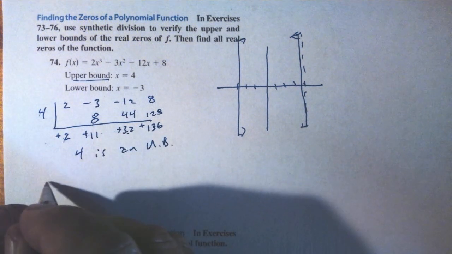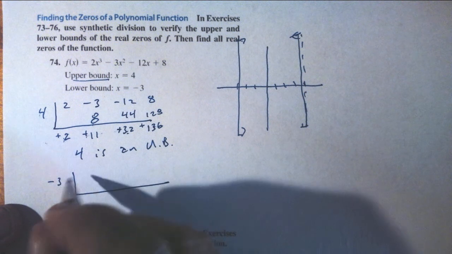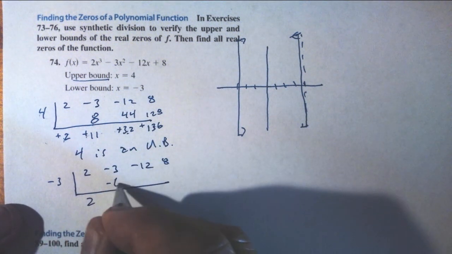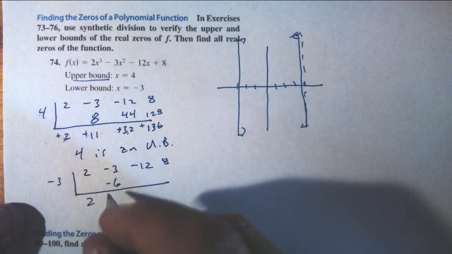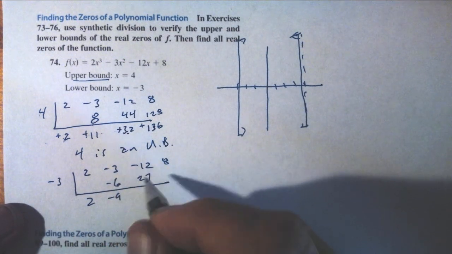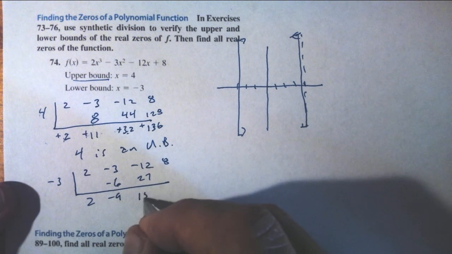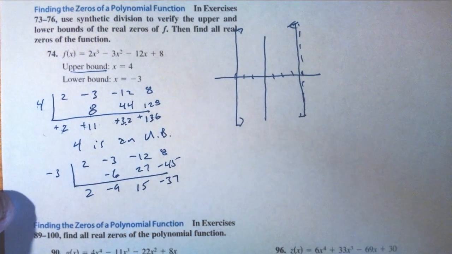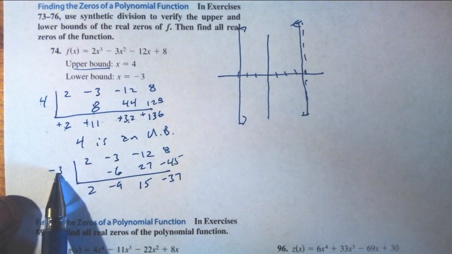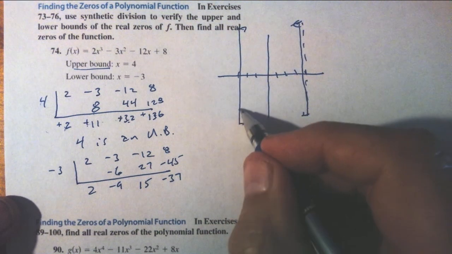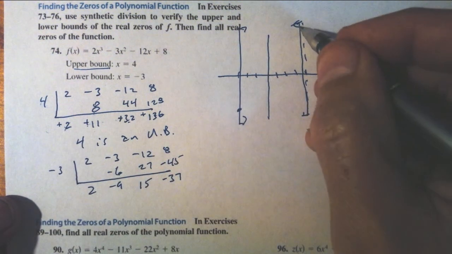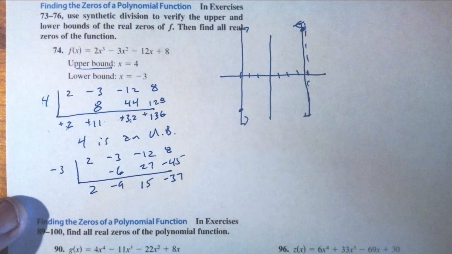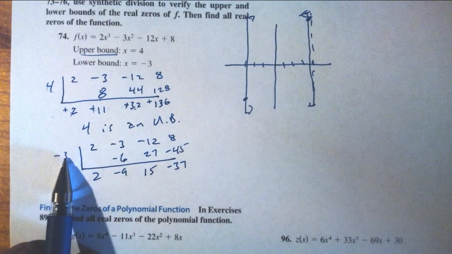All right, we're going to take negative 3 and run it through this. 2, negative 3, negative 12, 8. And I get 2 and negative 6 when I multiply, negative 9 and 27, 15, and negative 45, negative 37. So f of negative 3 is down at negative 37, f of 4 is up at 136. I've got a 0 between here somewhere, at least one, but I don't have any to the left. Think about this for a minute.